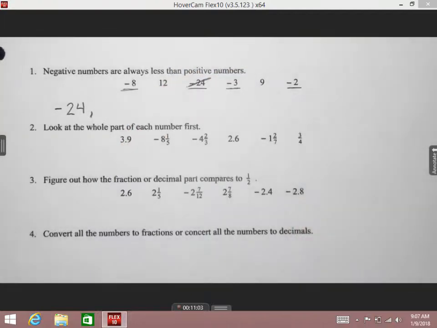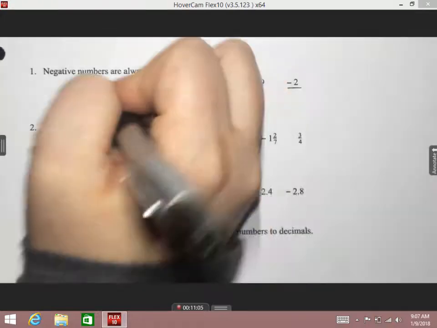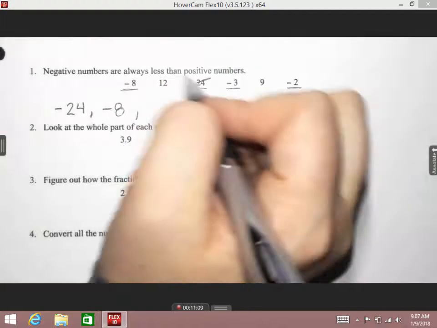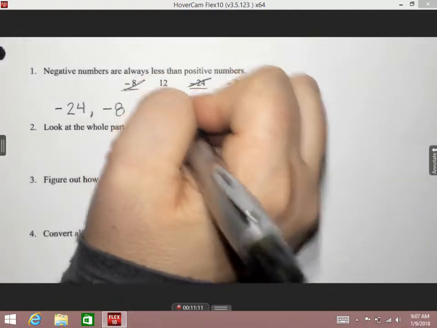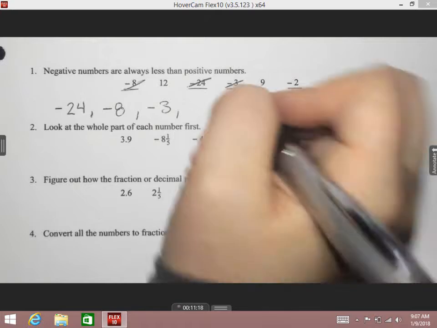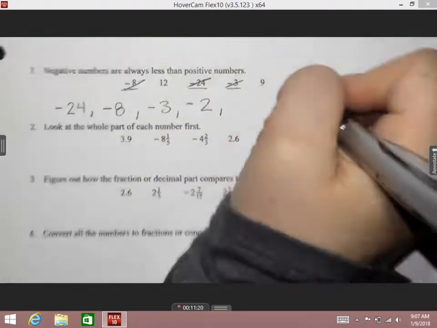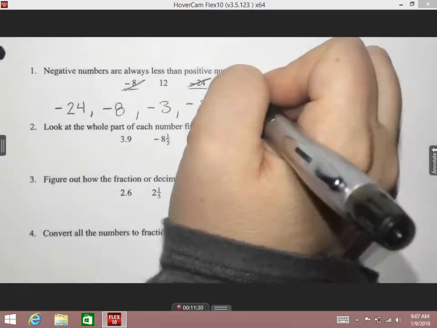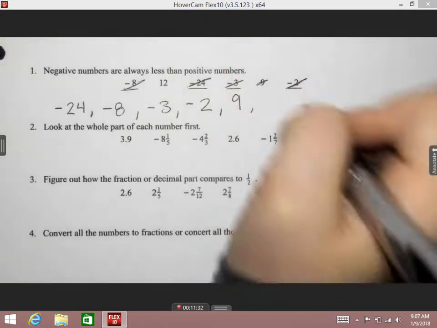What's going to be next? Gabriella? Negative 8. All right, what's going to be next? Emily? Negative 3. All right, and what's going to be next? Adriana? Negative 2. Very good. Okay, so now we've got the negatives out of the way. Now we've got to do our positives. Now remember, we're going least to greatest. Out of those positive numbers, which one's the smallest? Kate? 9. Which leaves me only one left, which is 12.